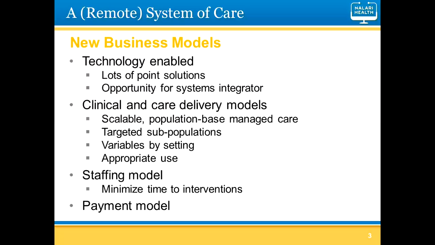Tom was talking about residents in nursing homes. We also think about, for example, developmentally disabled populations. We think about folks who are in assisted living, folks who live independently, and also folks who are lower risk. So based on those settings, what is the appropriate use of remote care to deliver a holistic care model to that patient population? Other things that we think about is the staffing model.